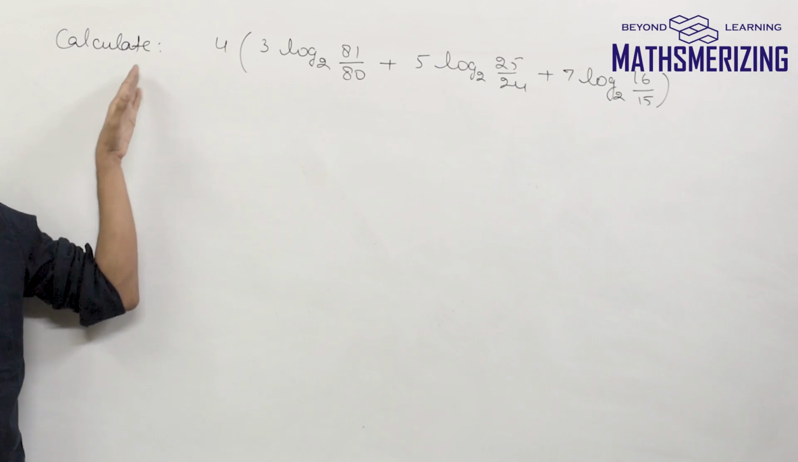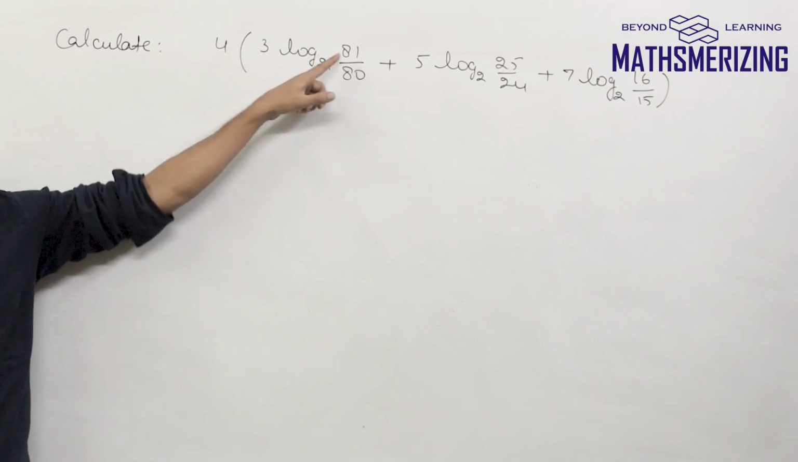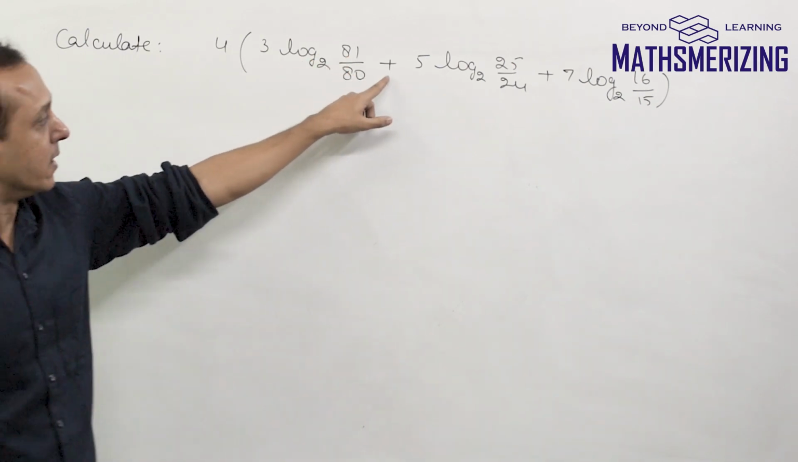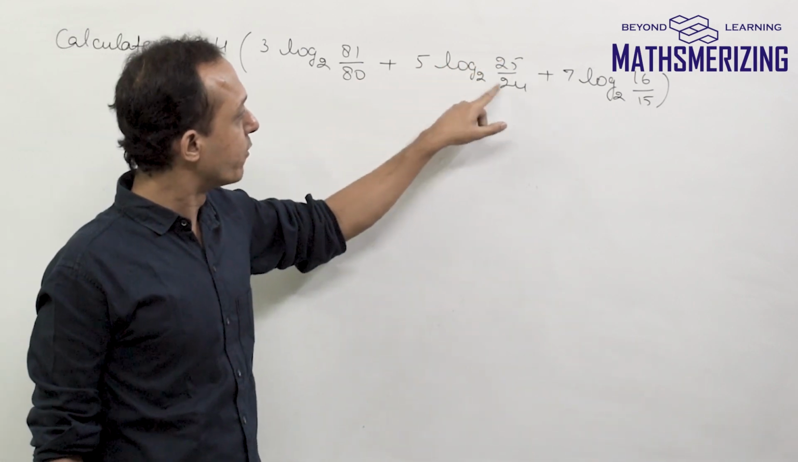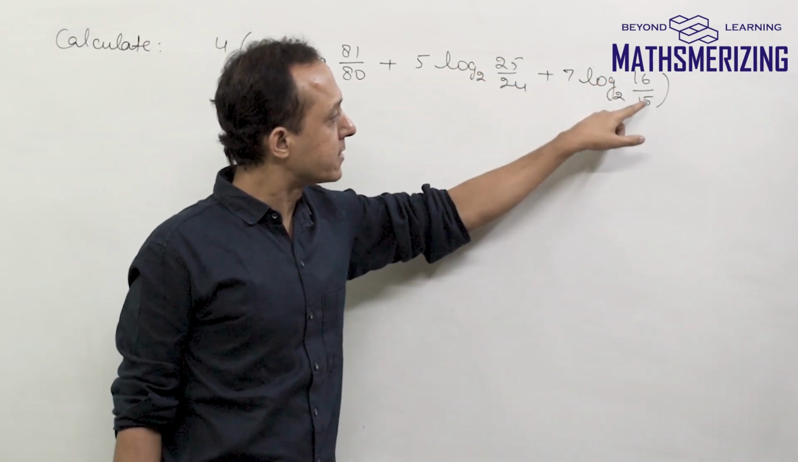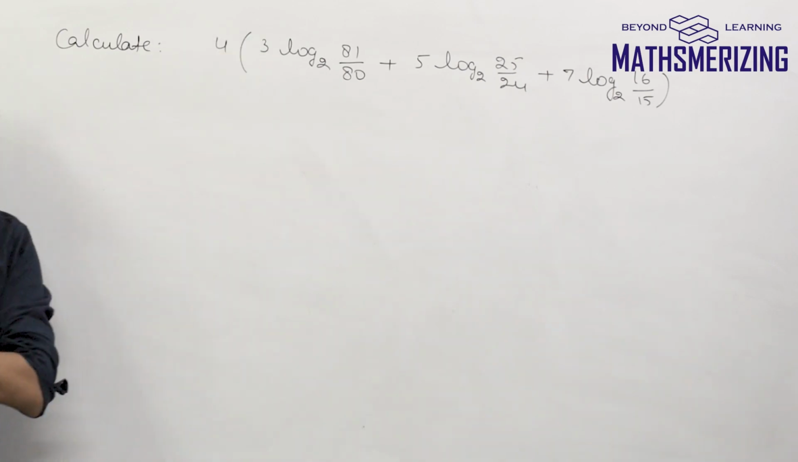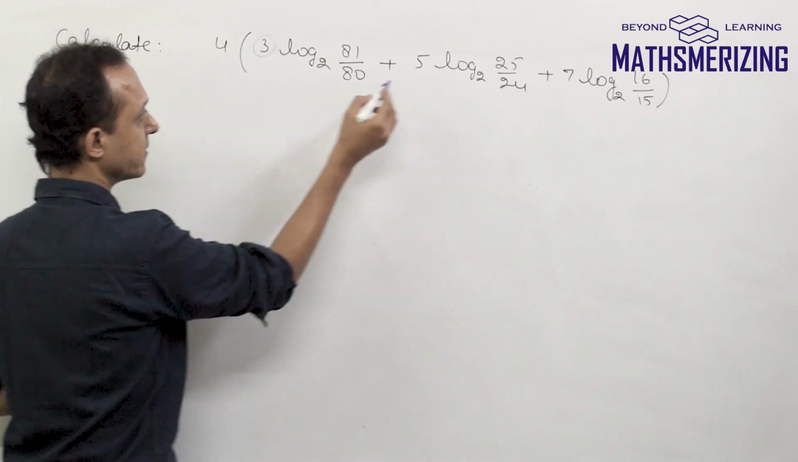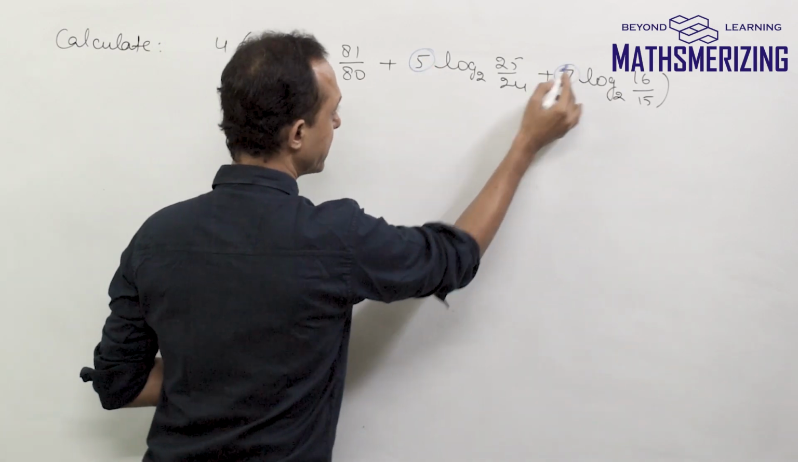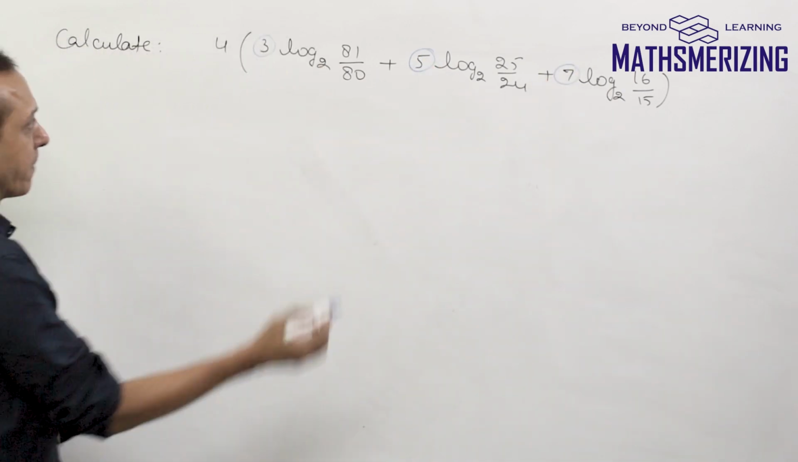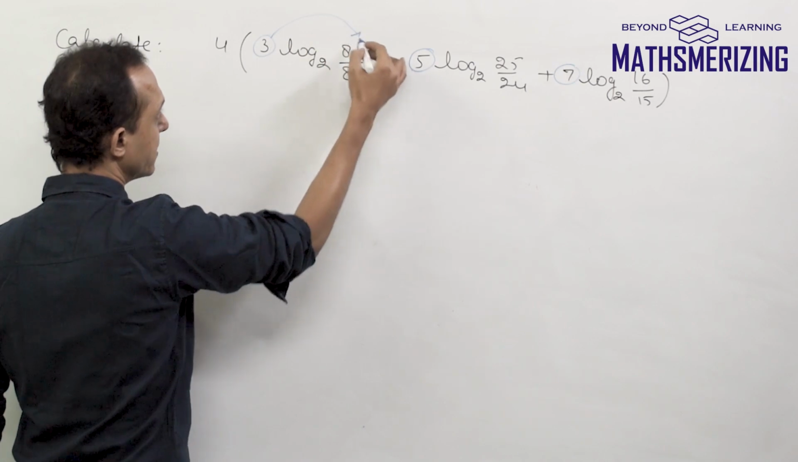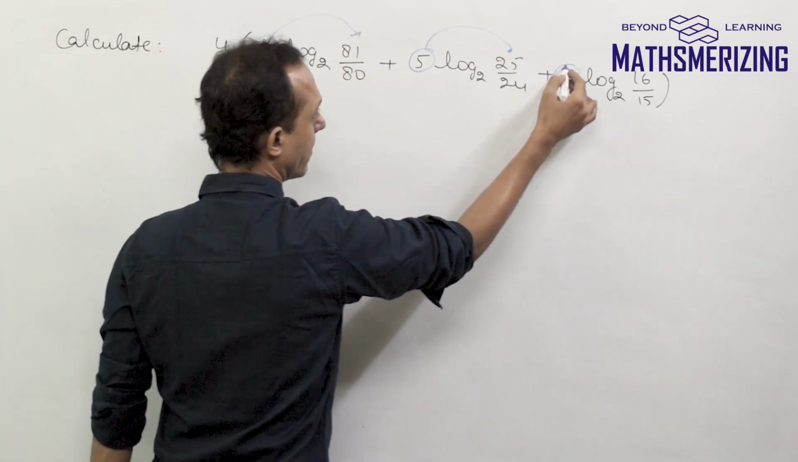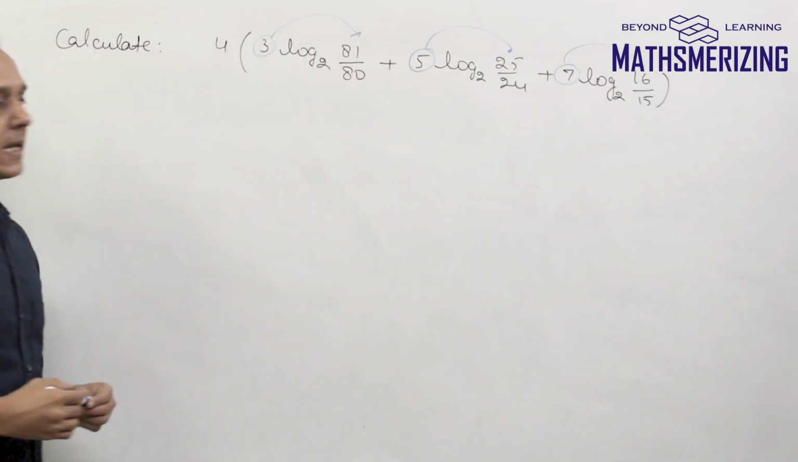Now the question is, calculate the value of 4 into 3 log 81 by 80 to the base 2 plus 5 log 25 upon 24 to the base 2 plus 7 log 16 upon 15 to the base 2. Now in any logarithmic question, all I need to do is identify the property which I can use in a given question. Now here what I see is these numbers are multiplied to log. So my property says I can take these numbers to the power of the given logarithms.